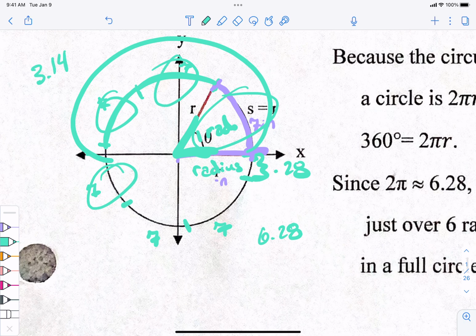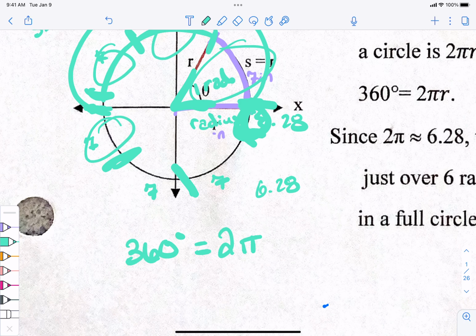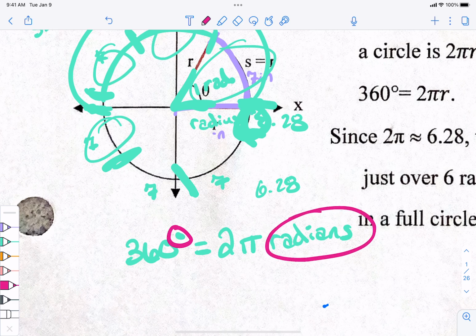Radians. What? Pi is everywhere. There are 3.14 radius lengths from 0 to 180 degrees. There are 6.28, or double that, all the way around to 360. If I take those radius lengths, there are 6.28 of them all the way around the circle, and there's just one chunk left over. Does that make sense? So 360 degrees is equivalent to 2 pi radians. Here are my units. This is in degrees, this is in radians. So 360 is equivalent to 2 pi radians because there are 6.28 radius lengths in a circle.